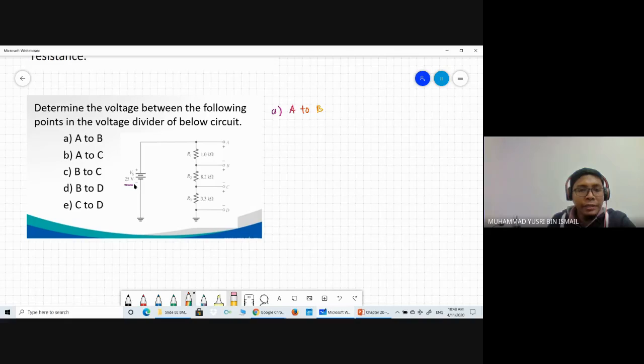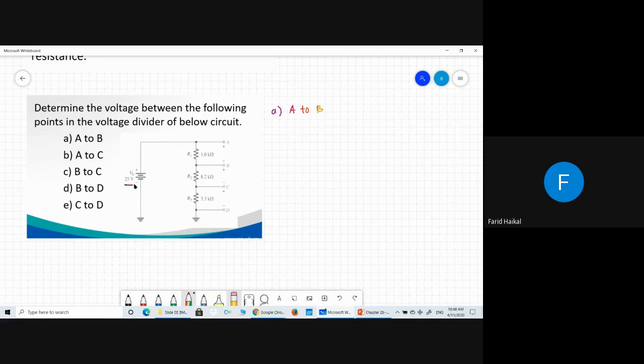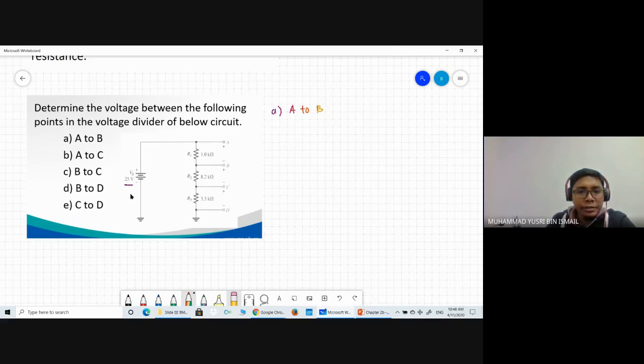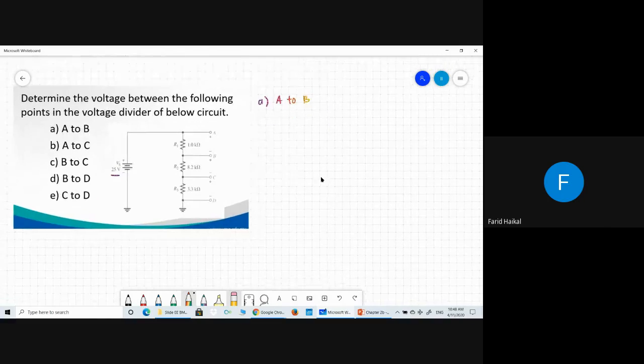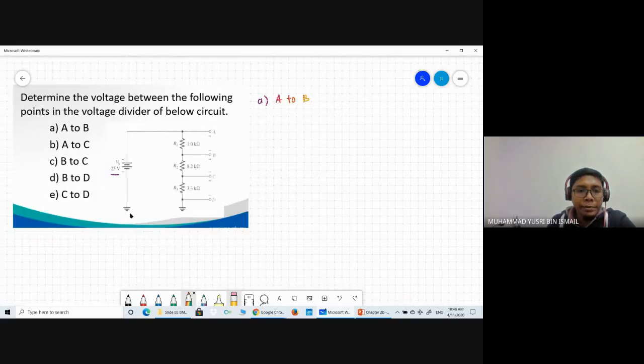Sir, what is the three-line symbol at the bottom there? The triangle one at the bottom? Okay, this is basically grounding. So basically the circuit is connected to the ground. Oh, okay. So grounding can be labeled as a negative polarity.